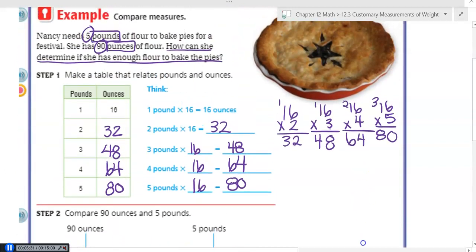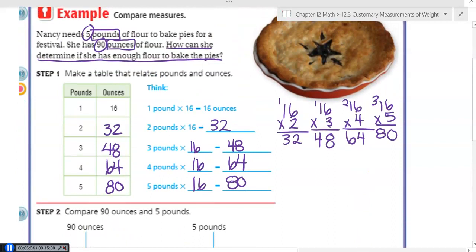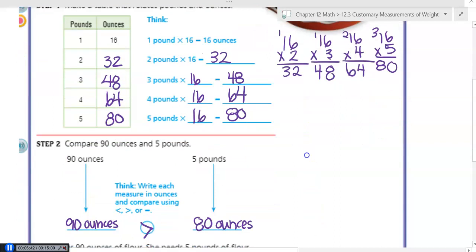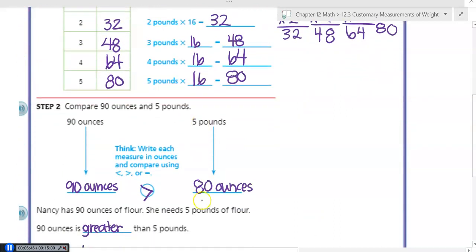So let's walk through the steps again. I was looking for how many ounces are in 5 pounds. So I did that using a table and my multiplication off to the side. Then once I found out that 5 pounds equals 80 ounces, I use greater than or less than to compare.